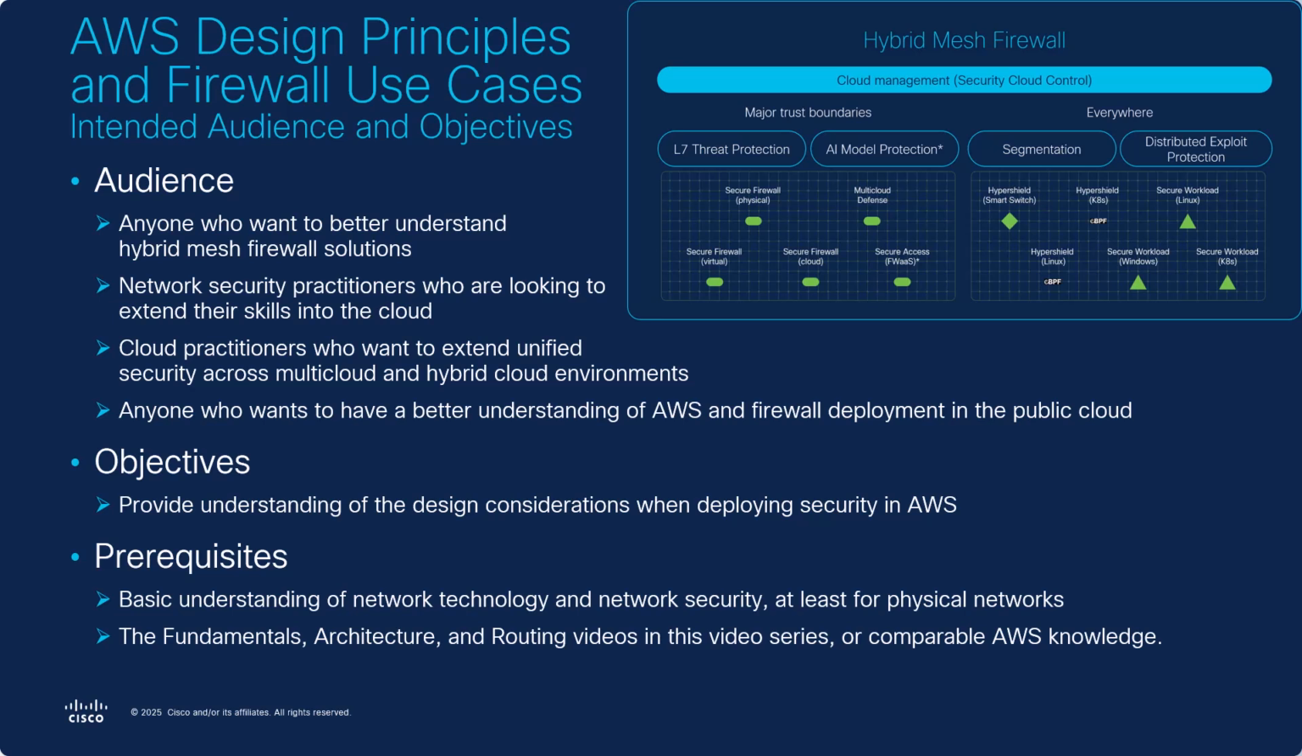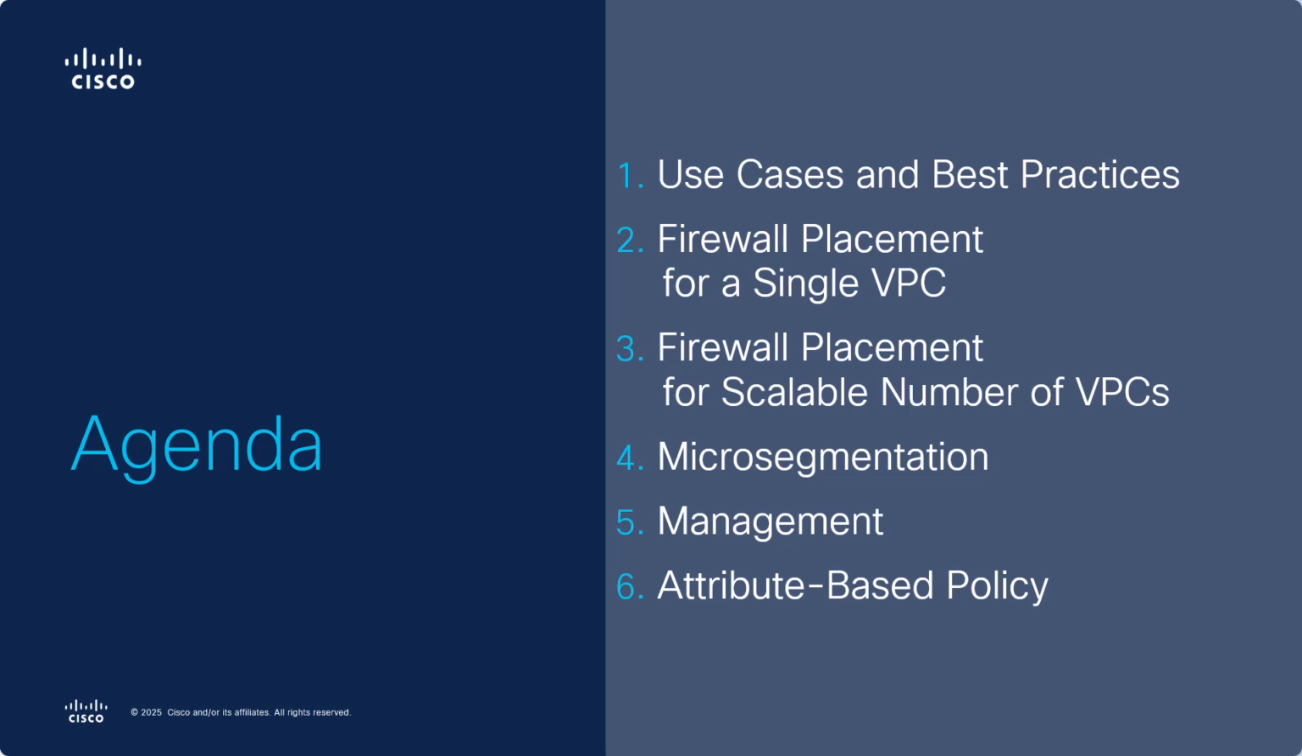The objective is to provide understanding of design considerations used when deploying security in AWS. The prerequisites are a basic understanding of network technology and network security, at least for physical networks. We also assume the knowledge presented in the fundamentals, architecture, and routing videos of this video series, or comparable AWS knowledge. We will discuss use cases and best practices, and then detail firewall placement in the public cloud. We then discuss microsegmentation and touch on management and attribute-based policy.